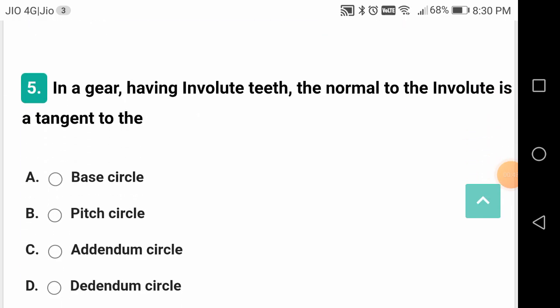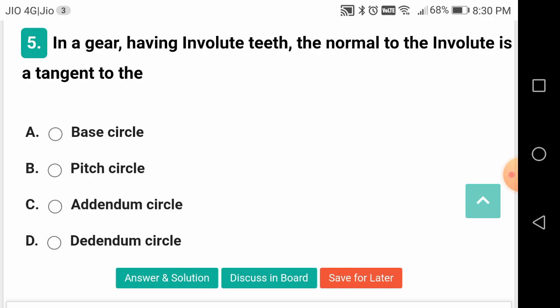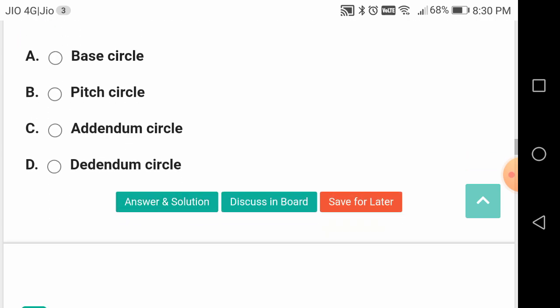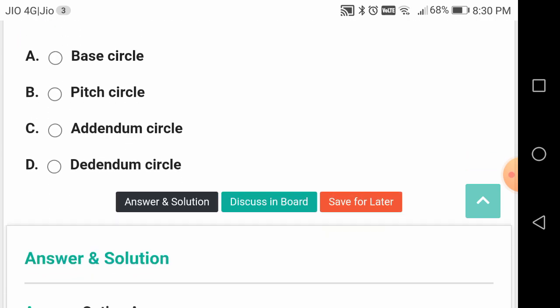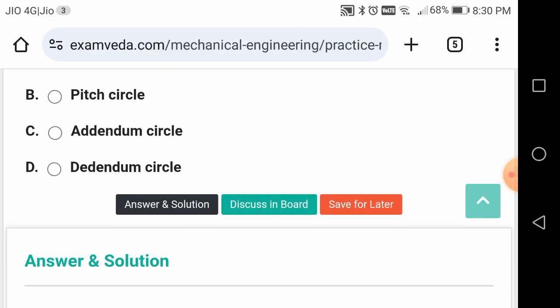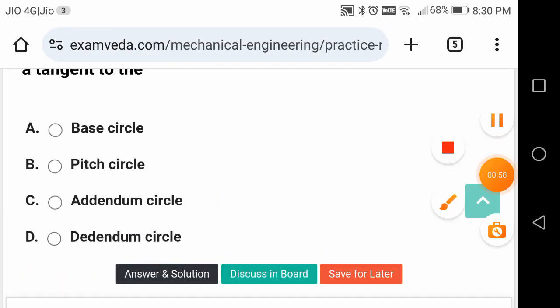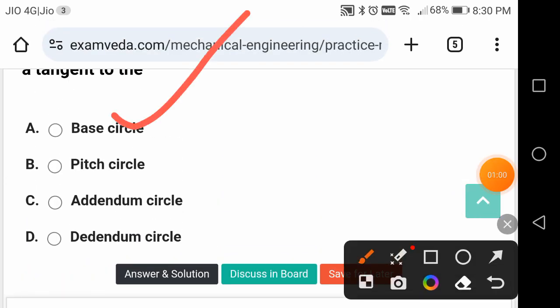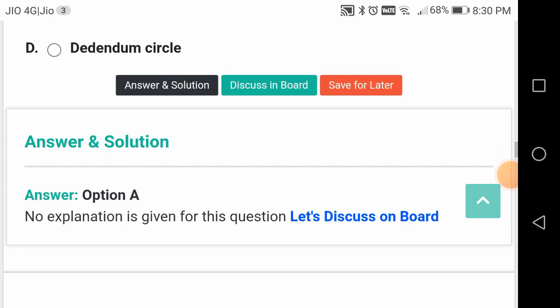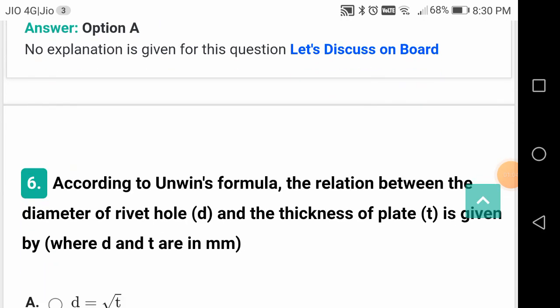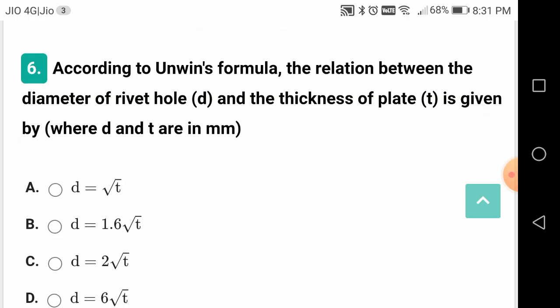In a gear having an involute tooth, the normal to the involute is tangent to the base circle. Base circle is a very important circle, friends. Even in cams also, you will find the importance of the base circle.